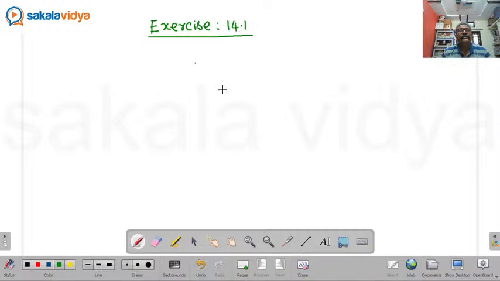So today we are going to discuss problem number 4 onwards, statistics chapter from exercise 14.1. So we shall have a discussion on the fourth question, how to solve the fourth question. So let me write the fourth question now.